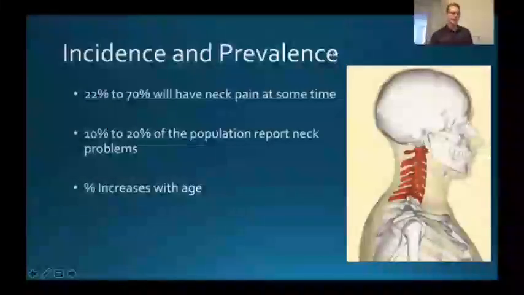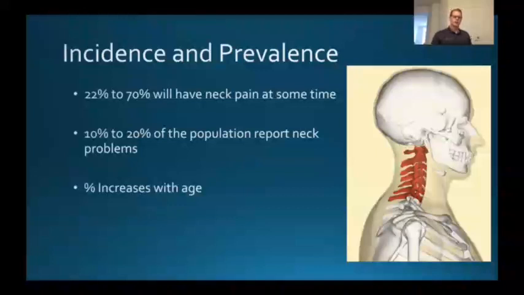Next, when we look at incidence and prevalence, this shows how much cervical spine disability and pathology occurs across our society. So roughly 22 to 70%, a huge number of people, are going to have neck pain at some point during their lives. That shows that it's really across the board whether or not you will get neck pain. About 10 to 20% of the population report neck problems at any given time, and that percentage increases with age.